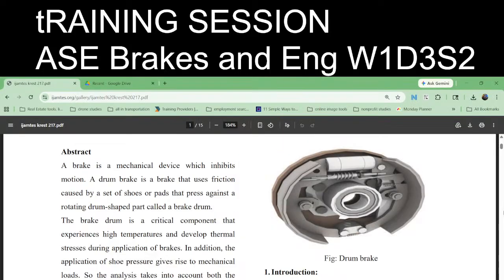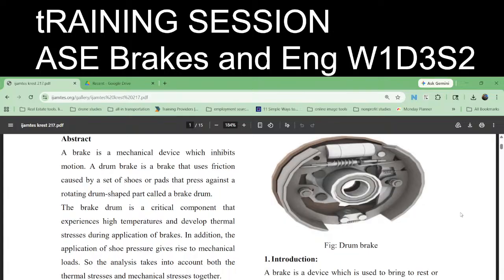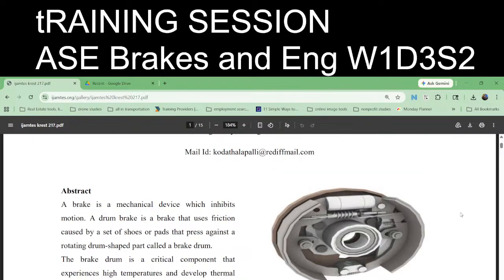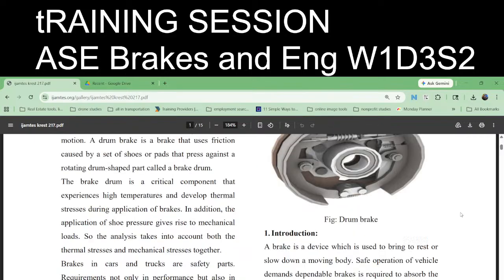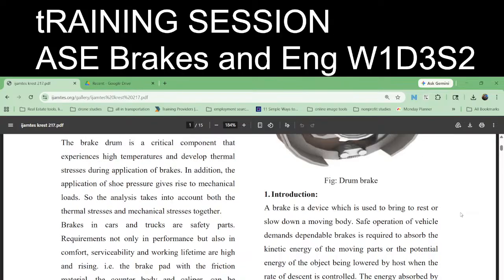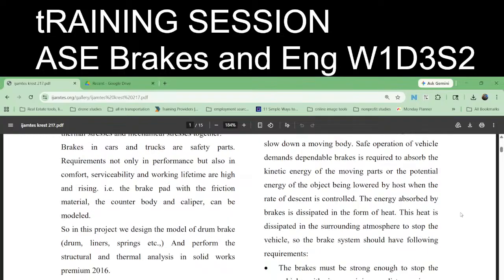Both are safe, but examples can be brakes. They are a few springs to rest or slow down. Enabled brakes is of the object absorbed by brakes stated in the surrounding atmosphere.